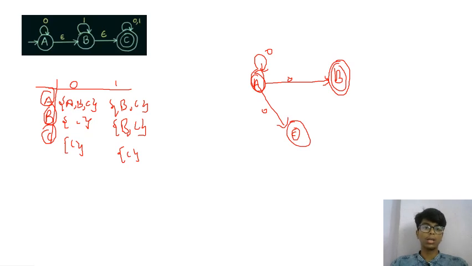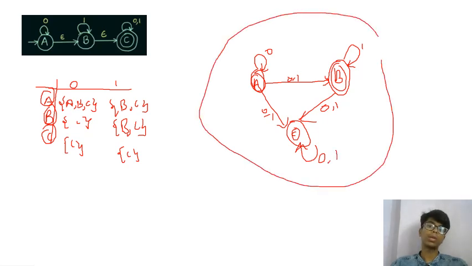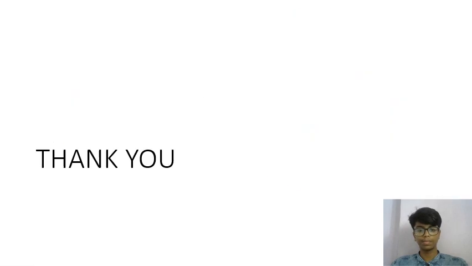A with input 1 goes to B, and A with input 1 goes to C also. Then B with input 0 goes to C, and B with input 1 goes to C and B itself. Then C with input 0 goes to C itself and input 1 also to itself. So this is the NFA without epsilon transitions. So thank you.